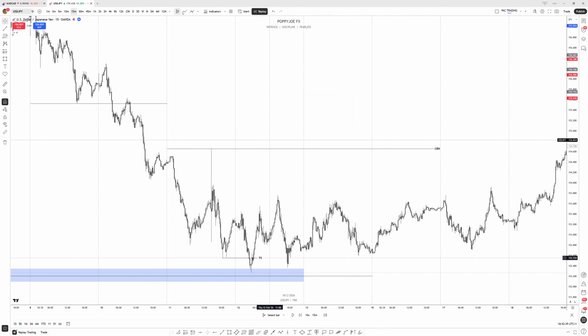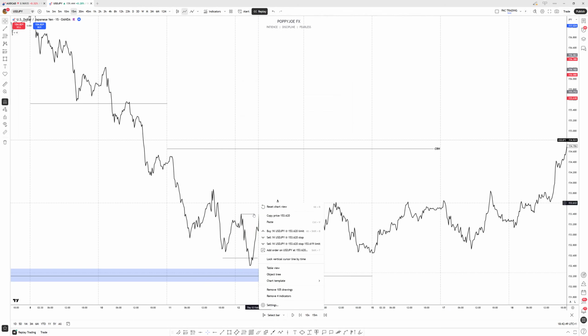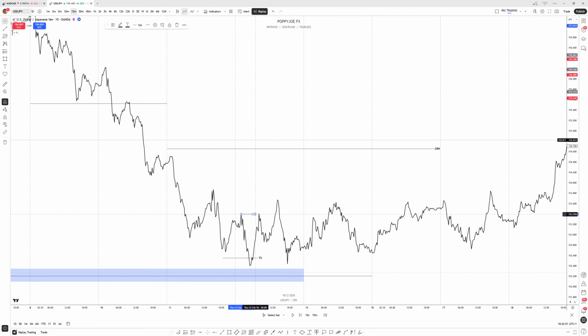So now you're going to switch to the line chart, and we want to see our MSS. This high is our MSS, right? That's our structure shift. So once I see that high taken out, that's the MSS, okay, that confirms that now a trade is about to be taken.